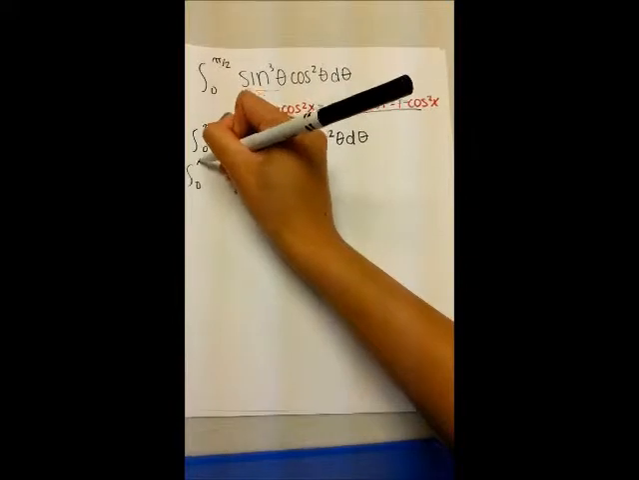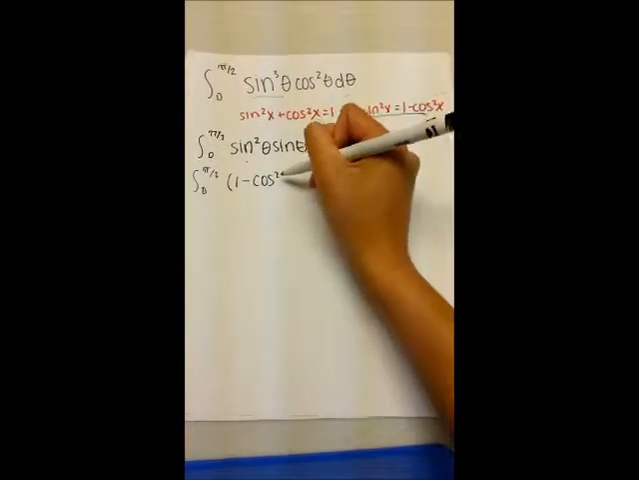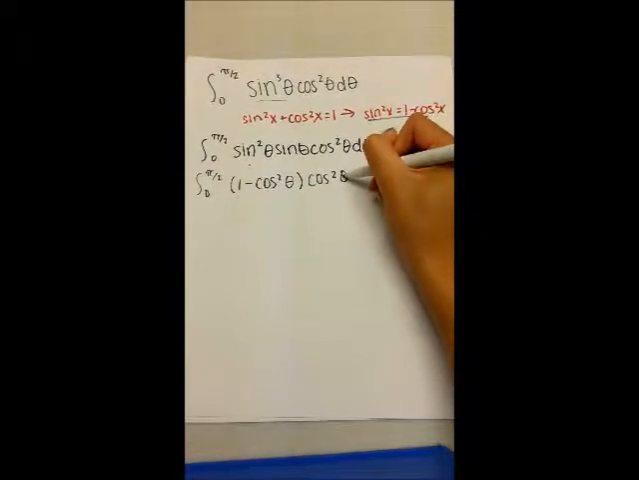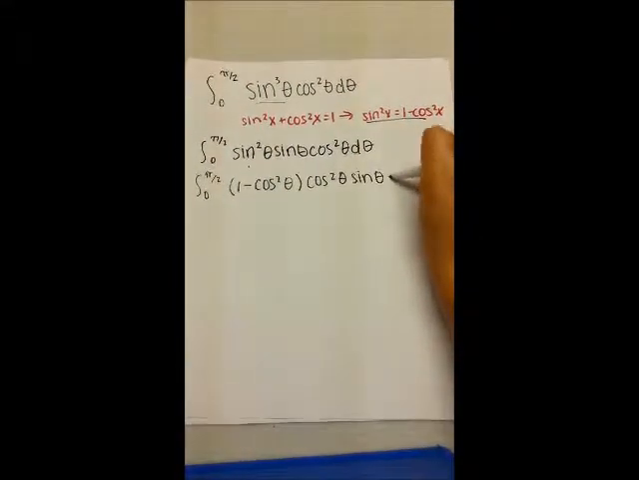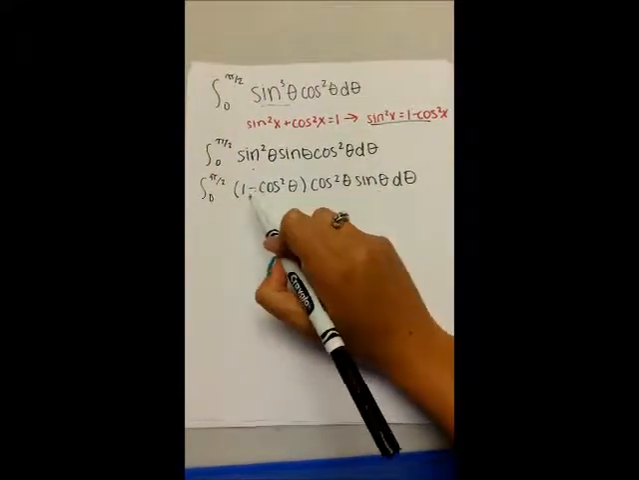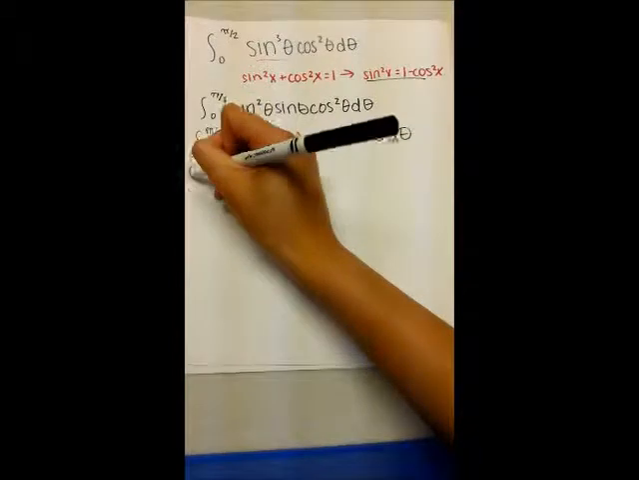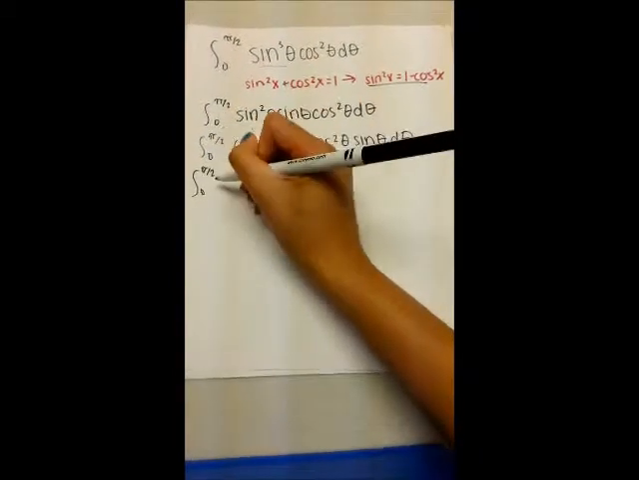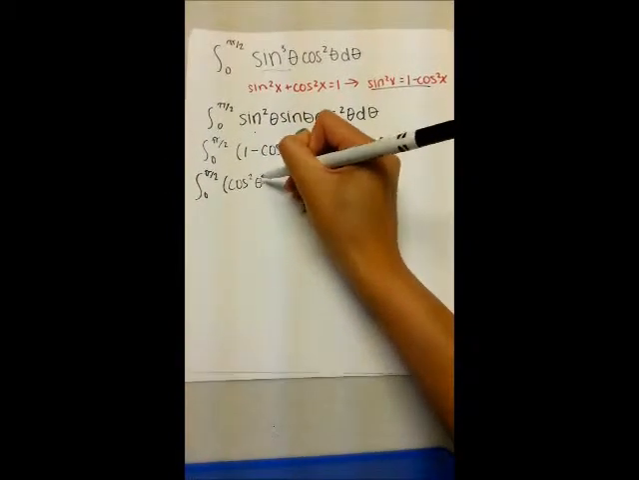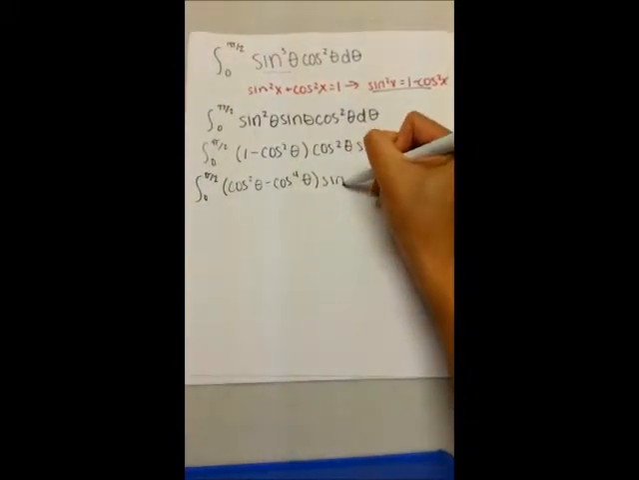So we get the integral from 0 to pi halves of 1 minus cosine squared theta, times cosine squared theta, and we'll move the last sine theta to the end. Next we're going to distribute this cosine squared theta into here so we have all of our cosines together. So we get cosine squared theta minus cosine to the fourth theta. Then we have our sine theta d theta.